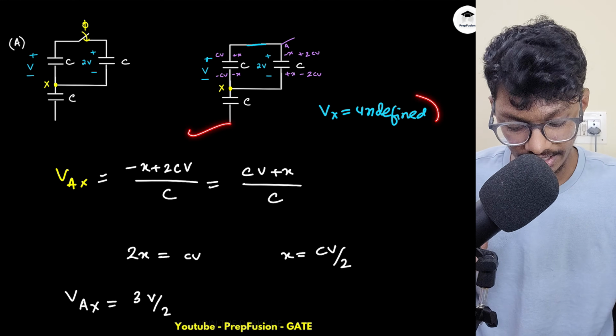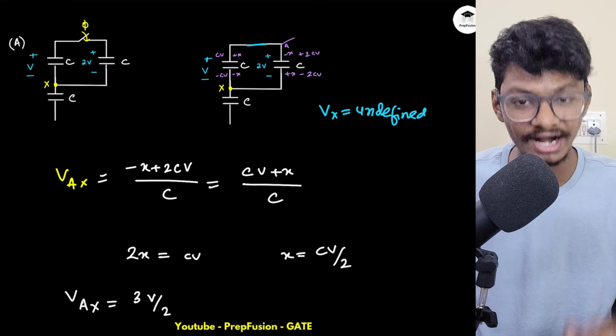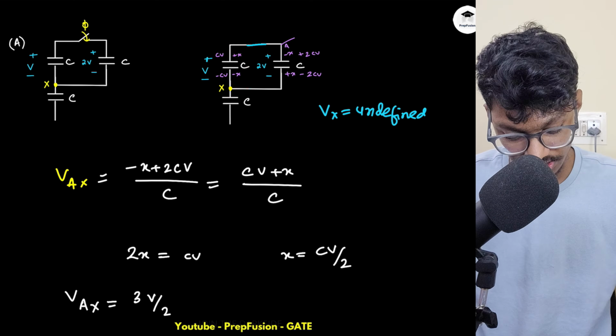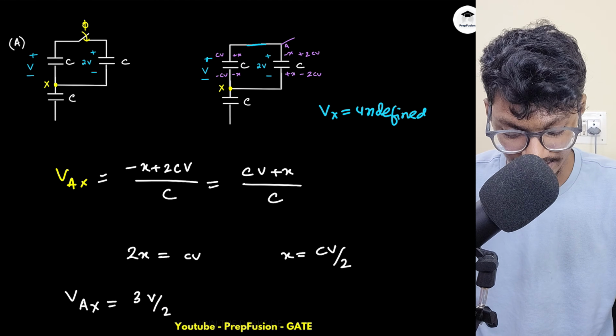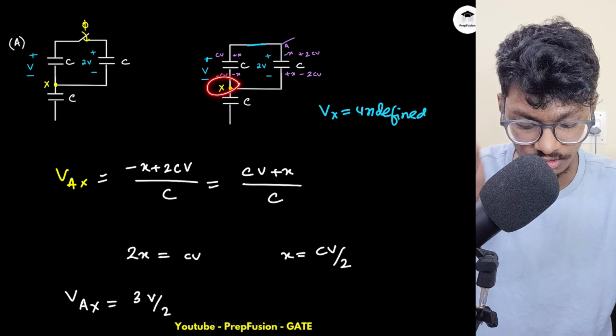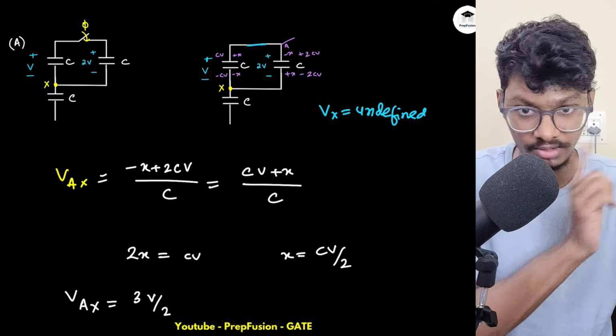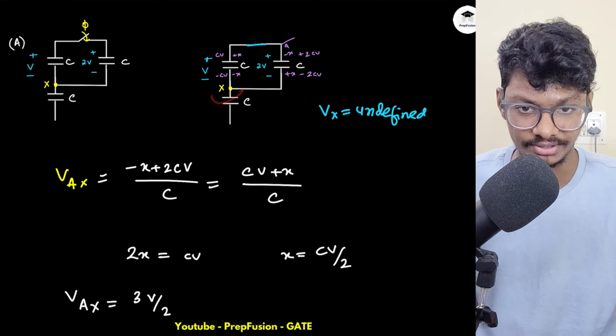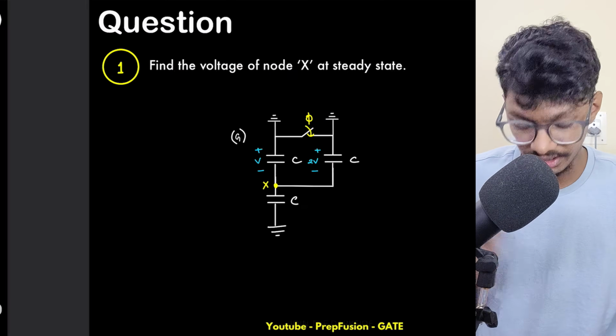No ground is given, so actually none of the voltages are defined. I can find the voltage across these two points, that is 3V by 2, but I cannot exactly say what is the voltage at point X or at point A. So that is one important point. And this capacitor will remain at 0 voltage. No charge transfer will happen. So for the first one, it is undefined.